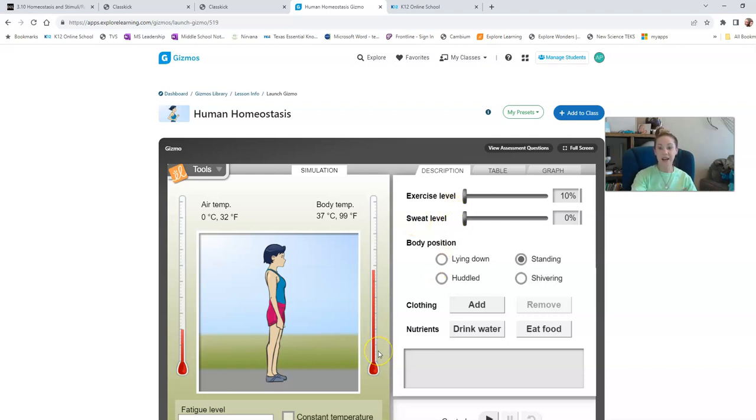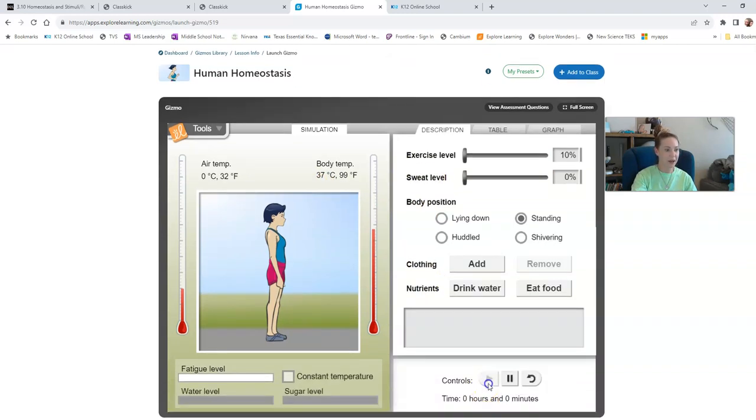What this activity is going to have you do is just kind of manipulate some of the controls here. You can manipulate exercise level, sweat level, the body position of our woman. You can also add clothing, have her drink water, or even eat some food. The goal is to keep her body temperature right around the normal range. Keep her in homeostasis, if you will. So if she is out here walking, it's freezing, you can go ahead and press play down here at the bottom and see how her body temperature starts to decline as the air gets colder around her.